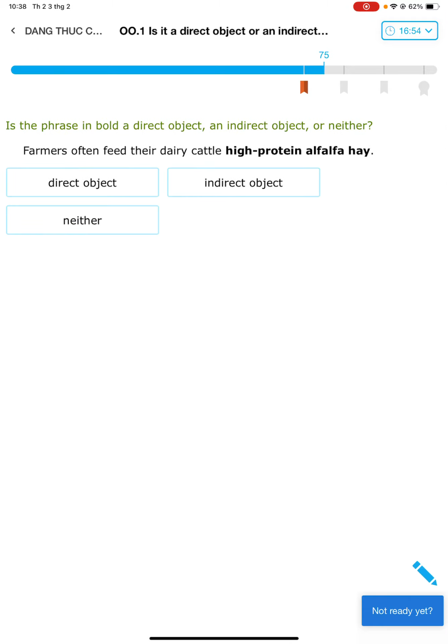Okay, from now on I don't think we need to ask a question or anything, because we can just do it in our heads. So okay, here: farms often feed their dairy cattle high protein alfalfa hay. Often feed, what is the farm feeding? Feeding high protein alfalfa hay, so high protein alfalfa hay is a direct object.